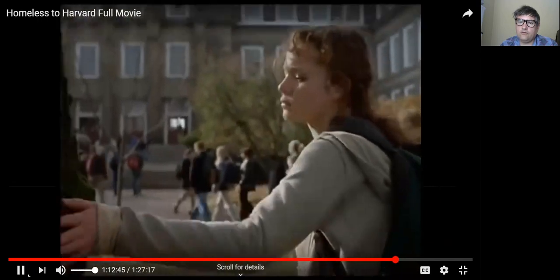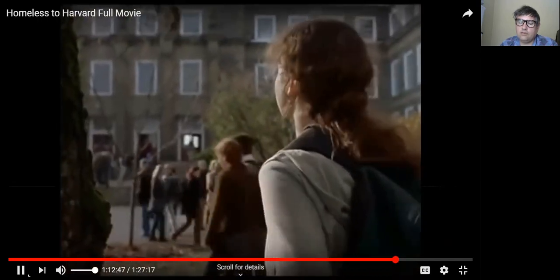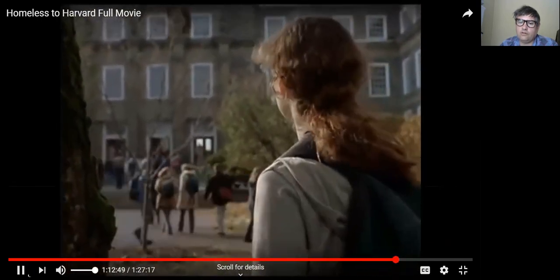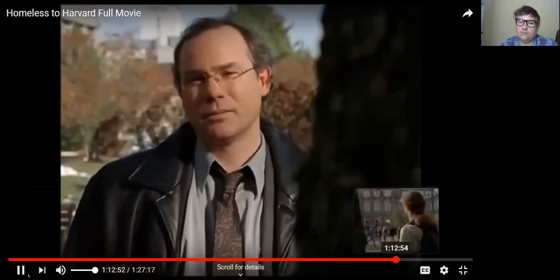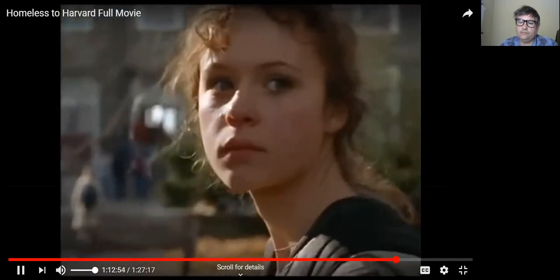This is Harvard University, the campus. The dream is getting closer to becoming reality. It's not impossible. It's not impossible.